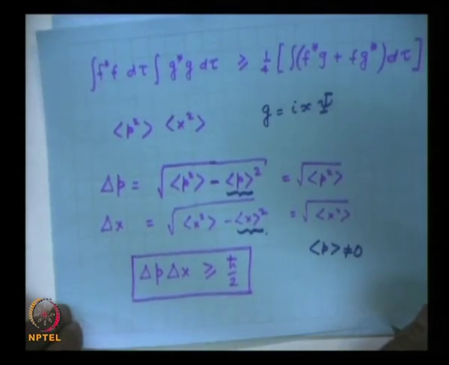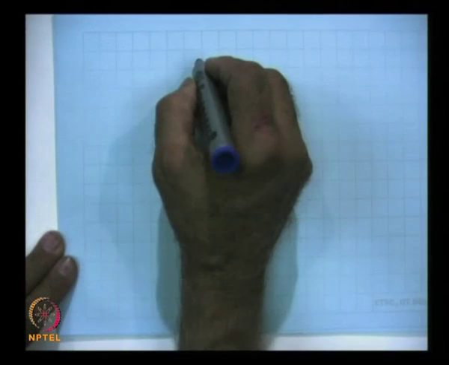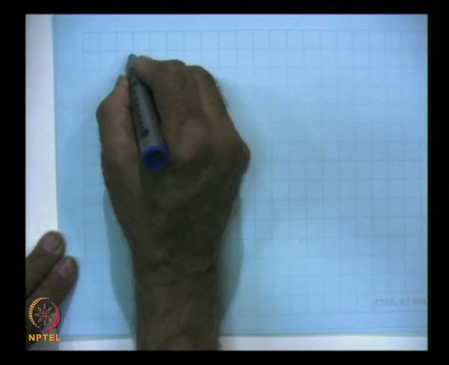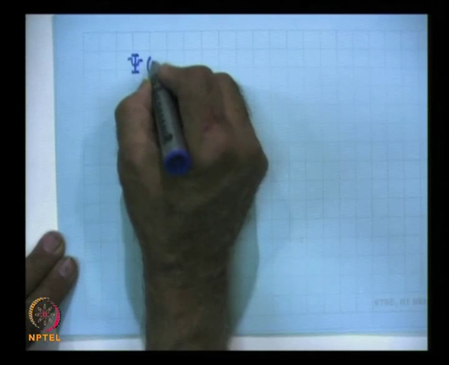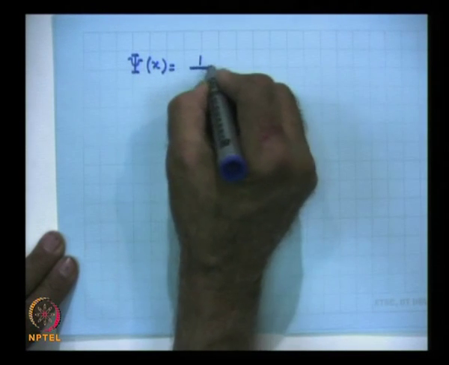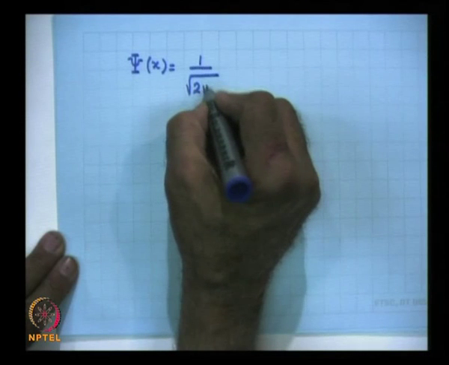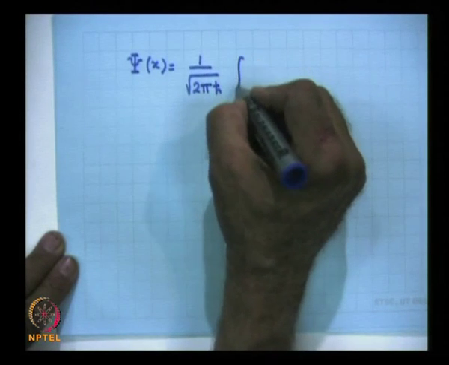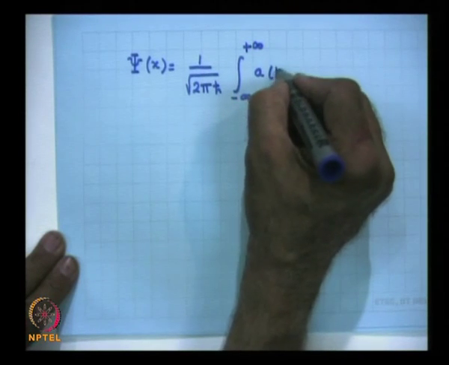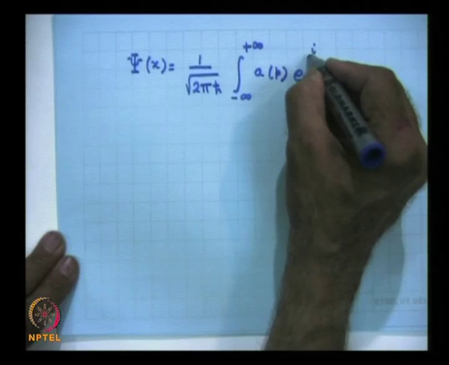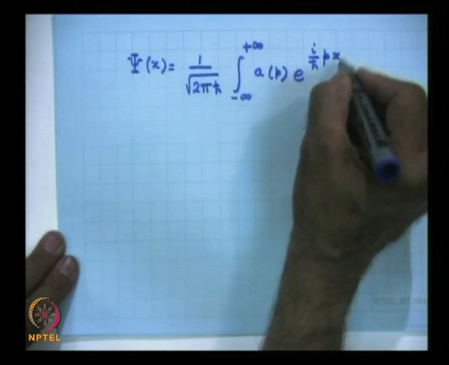Now, having proved the uncertainty principle, let me go back to a simple wave packet. The simple wave packet is a one dimensional packet that we had considered, that psi of x is equal to, I consider this as a superposition of plane waves, 1 over under root of 2 pi h cross, integral from minus infinity to infinity, a of p e to the power of I by h cross p x dp.